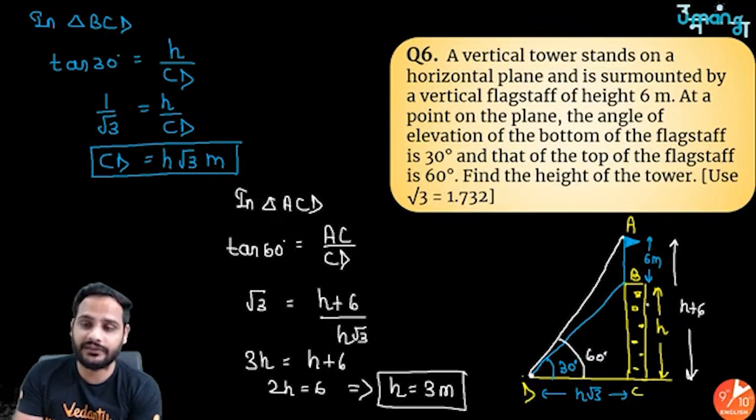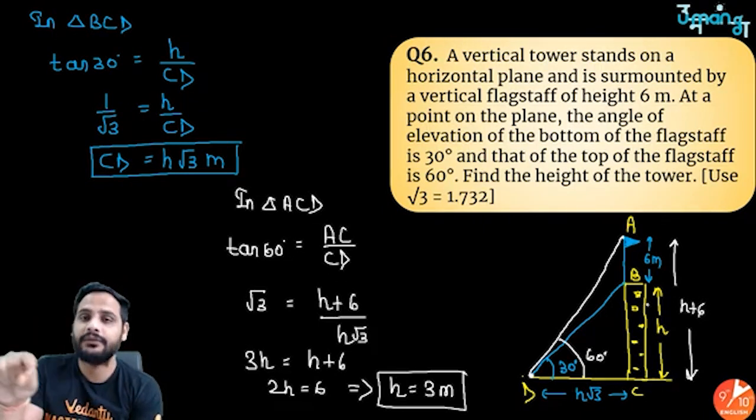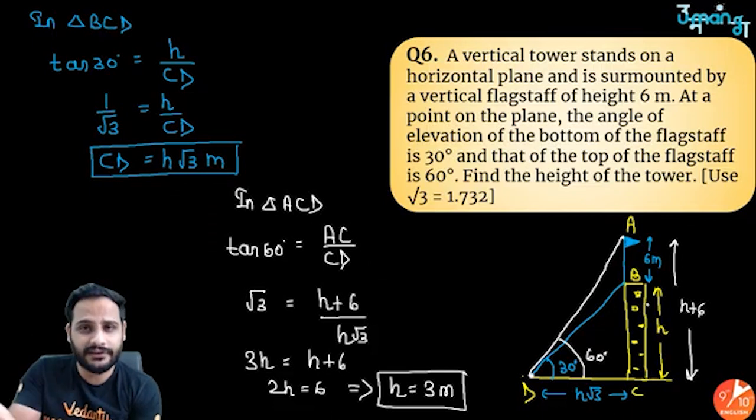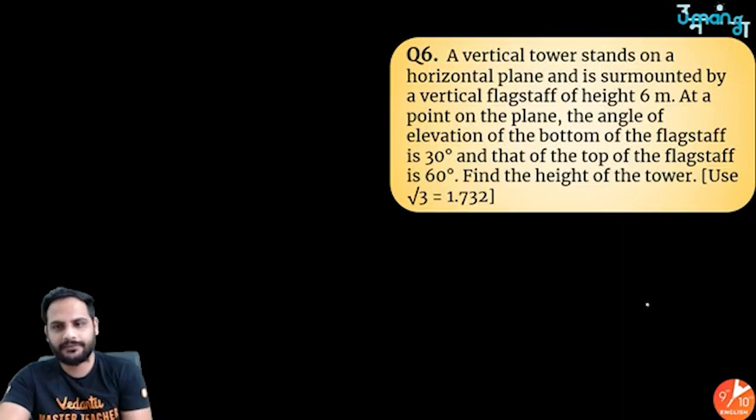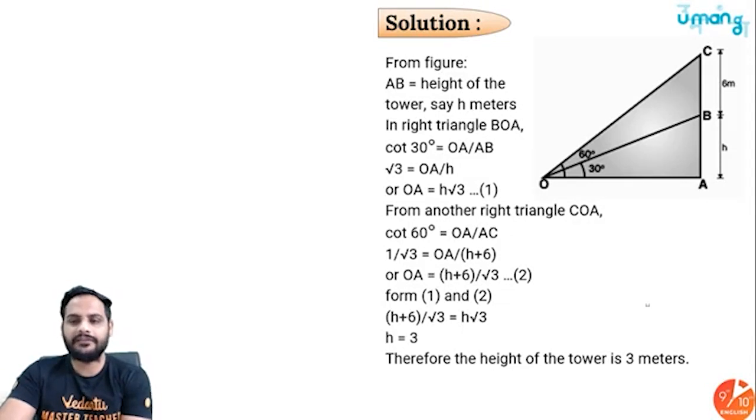First, I have drawn a tower, on that a 6 meter flag. Then I have made two right angle triangles. One is triangle ACD, one is triangle BCD. Use tan theta in both and got the value of h. Got it? So diagram plays a very important role. Let's go for the next question now.